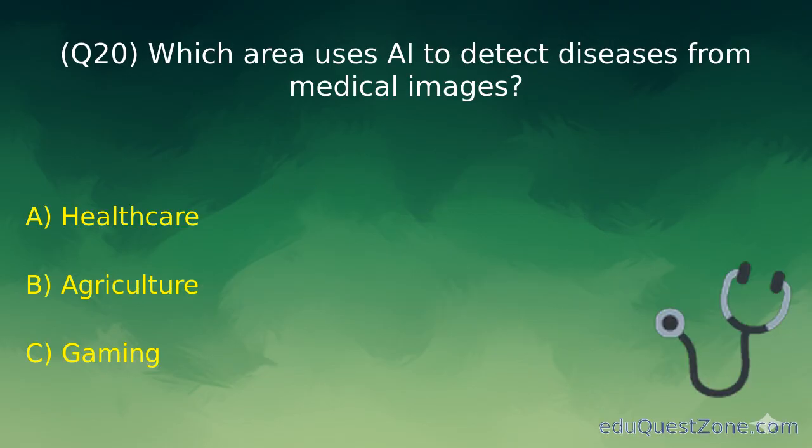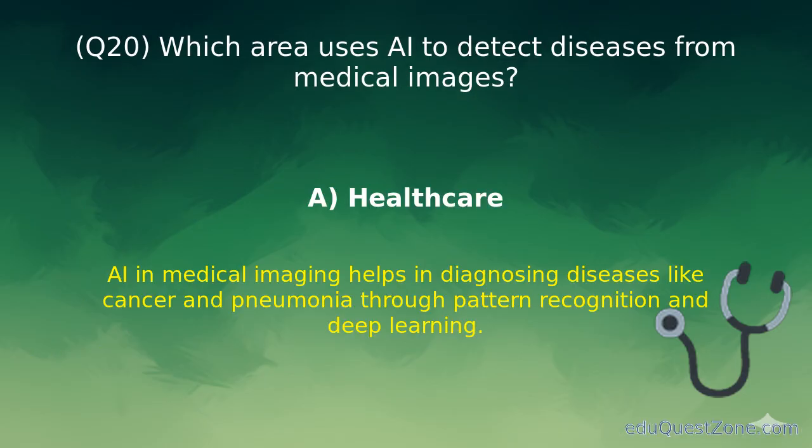Question 20. Which area uses artificial intelligence to detect diseases from medical images? Option A. Healthcare. Artificial intelligence is used in medical imaging to detect diseases such as cancer or pneumonia.